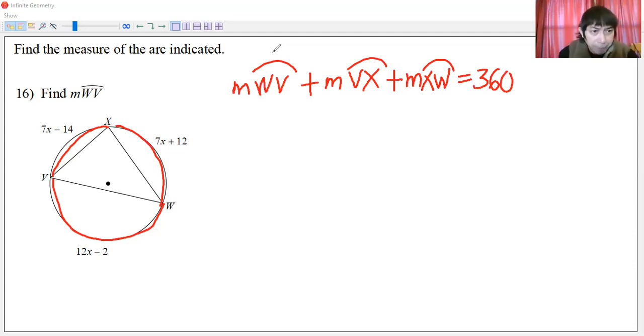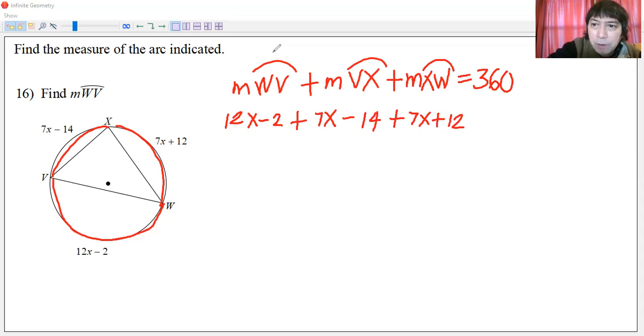WV is expressed as 12x minus 2. So 12x minus 2 plus arc VX, which is 7x minus 14, plus the next arc XW, that's 7x plus 12. And this is equal to 361, full circle. Solve for x first, and then we will use the 12x minus 2 for the WV. So we will do the x first.